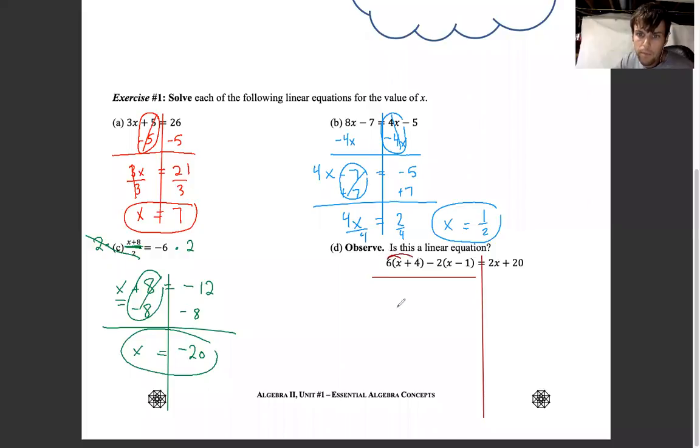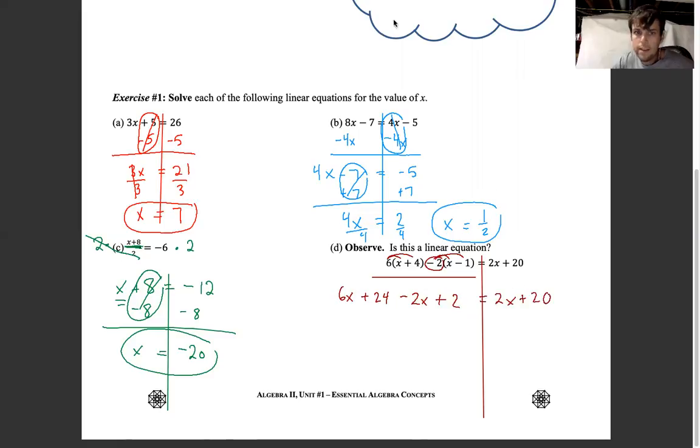So let's distribute. 6 times x is 6x. 6 times 4 is 24. And then over here, we have a minus 2. So we're actually distributing a negative number. We need to be careful about that. Negative 2 times x is negative 2x. This is something that people will make mistakes on. We are treating this 2 as a negative. And now we have negative 2 times negative 1, which actually gives us positive 2, because a negative times a negative is positive. I'll go ahead and rewrite this side.